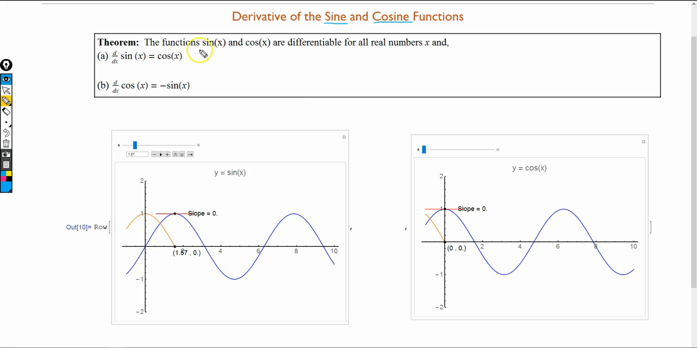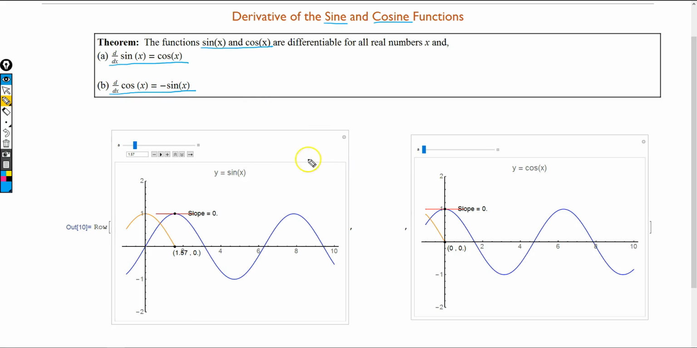So we have a theorem which states that the functions sine x and cosine x are differentiable for all real numbers x, and the derivative of the sine function equals the cosine, and the derivative of the cosine is negative the sine. So that's actually pretty easy to remember. They just sort of flip-flop. The only thing you have to remember is that the derivative of cosine is negative sine, while the derivative of sine is positive cosine. So you just have a sign change right there.